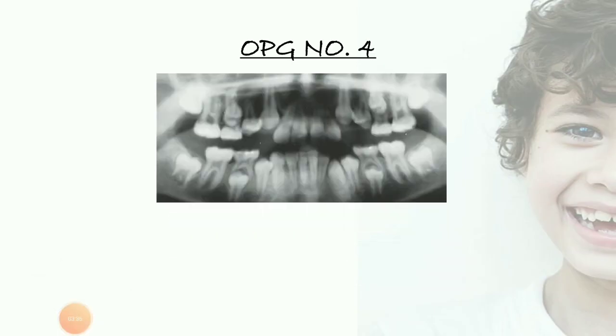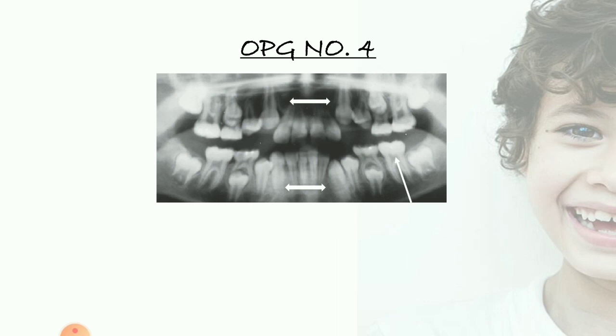Moving on to the next OPG. In this OPG, as we can again observe, we have the mandibular first molar present. Then we have mandibular incisors present. Similarly, maxillary incisors have also erupted into the oral cavity. So the maxillary lateral incisor has erupted. This means that the age is above 8 years or 8 years still.